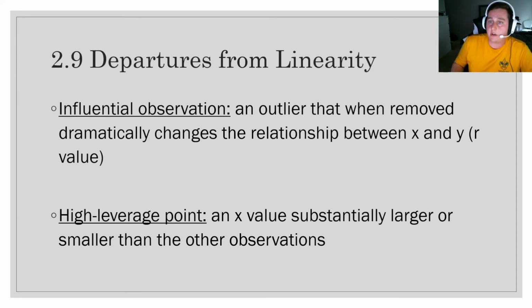This is very brief. An influential observation is an outlier that, if you take it out, will drastically change the relationship or the R value between X and Y. A high leverage point is a point that still follows the overall pattern, but is way bigger or way smaller in terms of X than the rest of the data. So if all of the data is in single digits and then you have an X value of like 40, that's a high leverage point. That's really far away from the rest of the data.